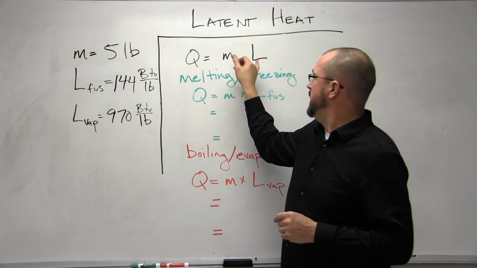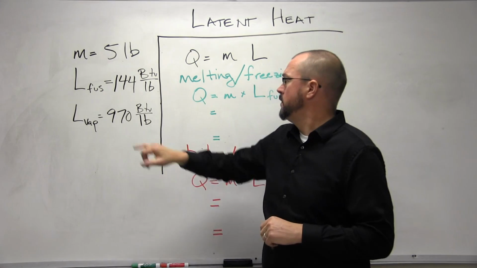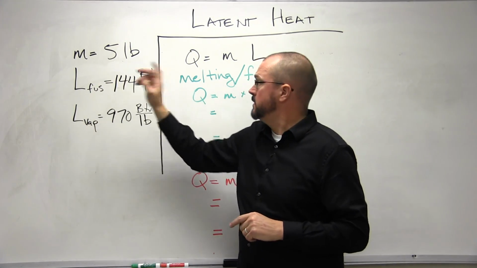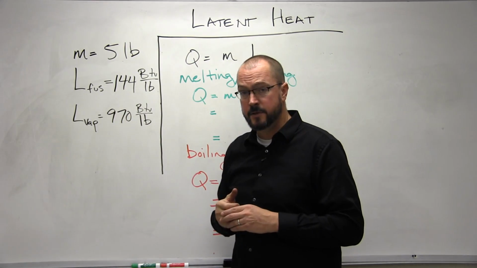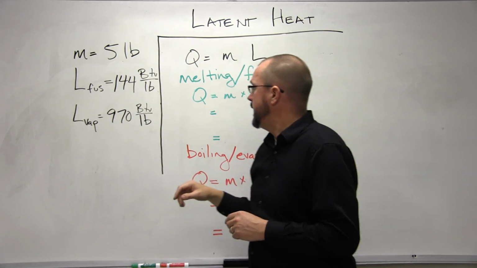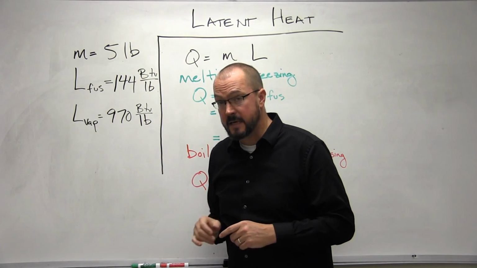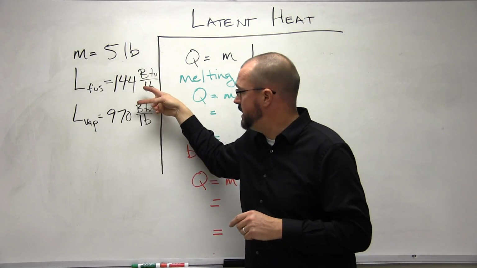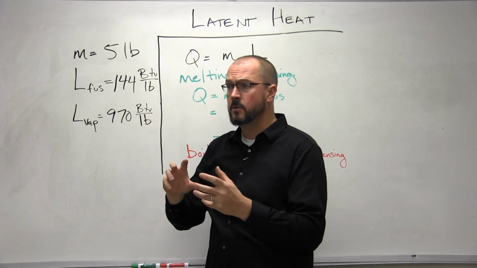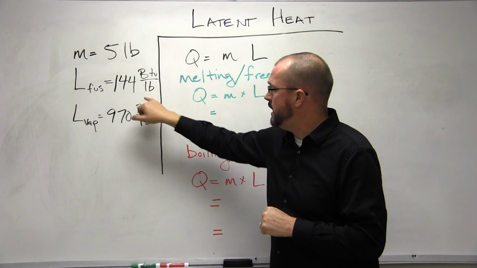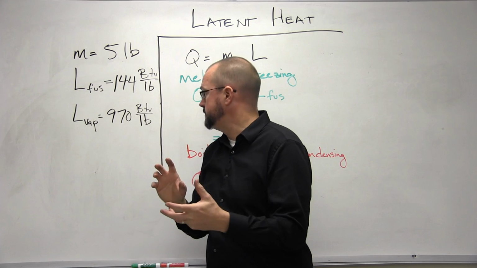So L is the latent heat, either of fusion or vaporization. The latent heat of fusion of water is 144 BTUs per pound. And the latent heat of vaporization of water is 970 BTUs per pound. So already from this you can see that going from a liquid to a gas or a gas to a liquid involves a lot more heat per pound than the melting freezing situation.